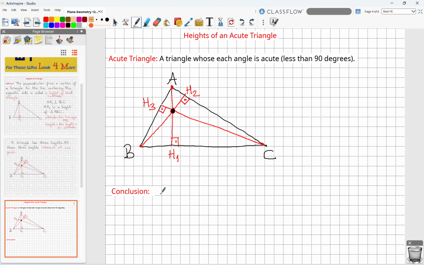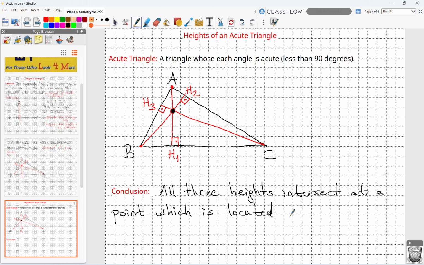in an acute angle triangle, all three heights intersect at a point which is located in the interior region of the triangle. Okay, that's the case when our triangle is an acute triangle.